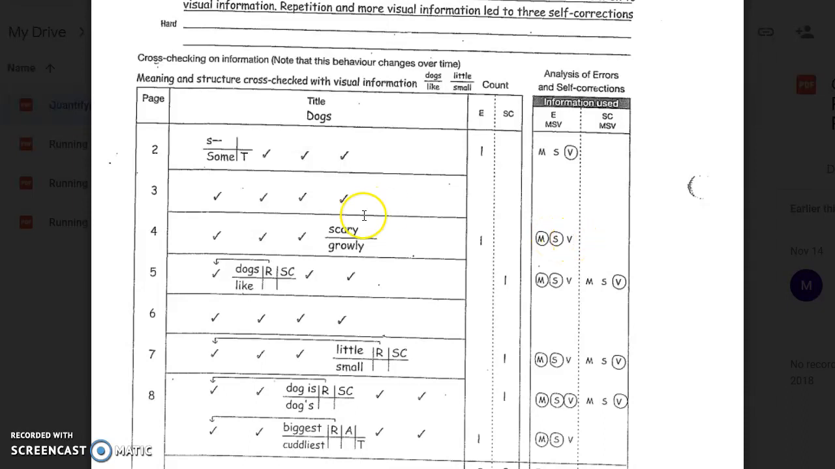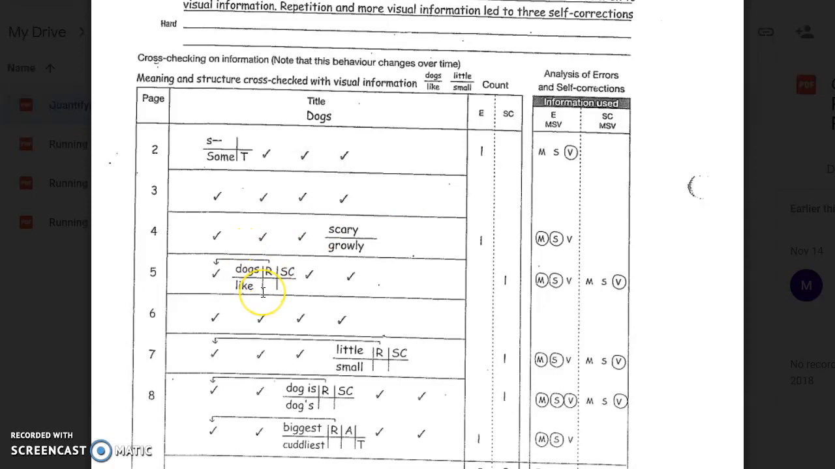Now, graphophonics. We count the number of letters that are the same. This is the word in print, growly. R and Y are the only 2 letters that the words have in common. That does not reach the 50% threshold. There are 6 letters in growly, and 2 out of 6 does not reach 50%. So we would not circle visual or graphophonics.